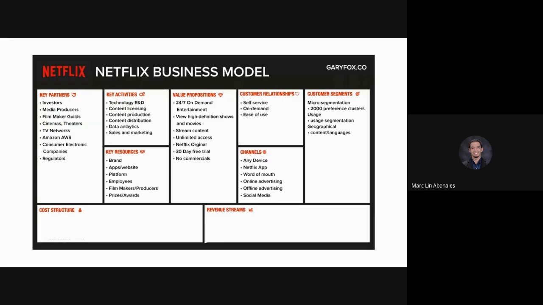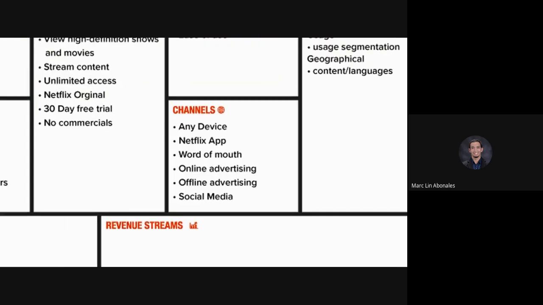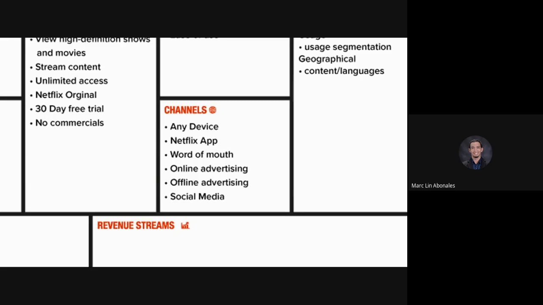So for Netflix, these are the inputs placed for channels. So any device, Netflix app. We all know that there's an application for Netflix. So it could be for Apple or for, what do you call this, Apple and Android, sir. Samsung. Android, yes, Android. Sorry. Apple, Android. I don't know if there are other brand names. But anyway, word of mouth, online and offline advertising, and the most common is social media.